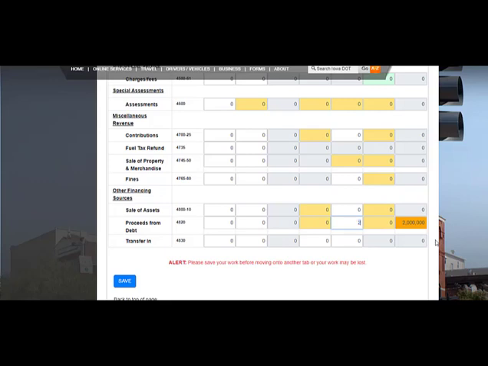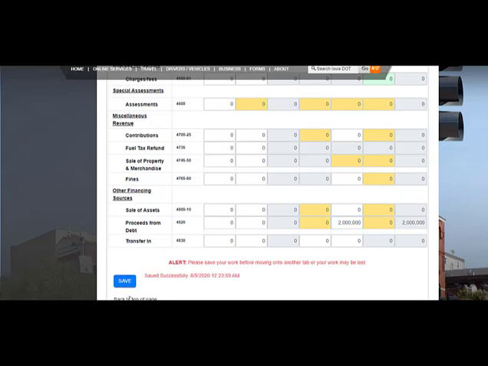We need to say, yep, we did get $2 million. And we put it into our general ledger, and in this case, we put it into the capital improvement fund. So those dollars are sitting there waiting for next year. And we're going to want to go ahead and hit save.